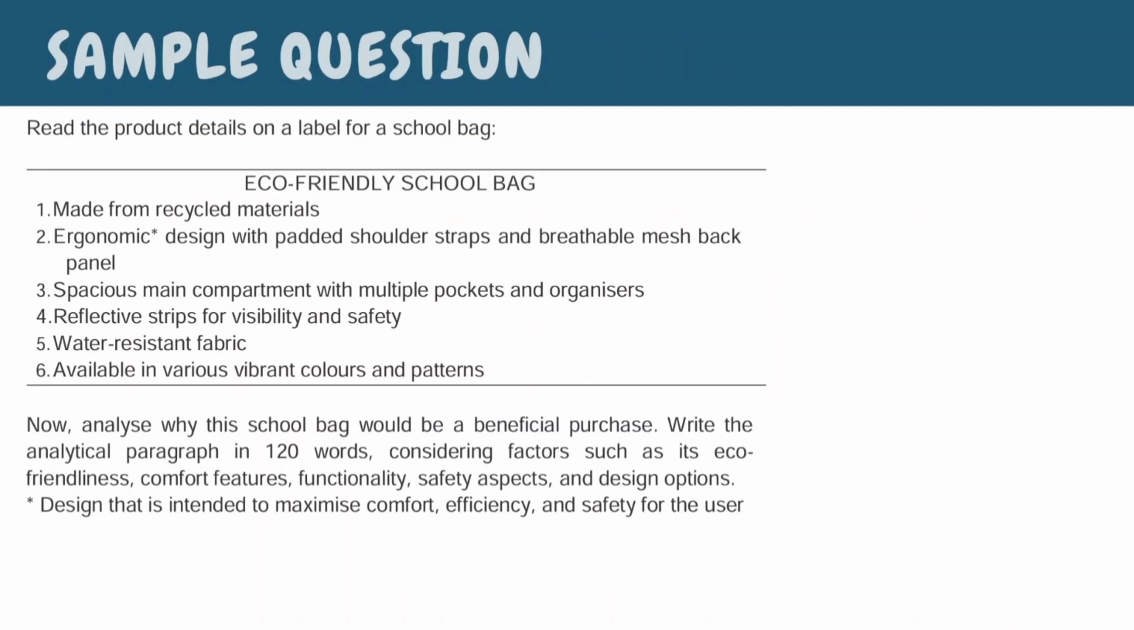And let us finally look at one of the sample questions from the CBSE sample question paper. So it is about product detail. It's a school bag, and they've given the heading: eco-friendly school bag, made from recycled material, ergonomic design with padded shoulder straps and breathable mesh back panel, and it has a spacious main compartment with multiple pockets and organizers, and reflective strips for visibility and safety, especially at night, and it is water resistant, okay, and available in various vibrant colors and patterns. So these are all the details. Okay, these are the cues given to you.